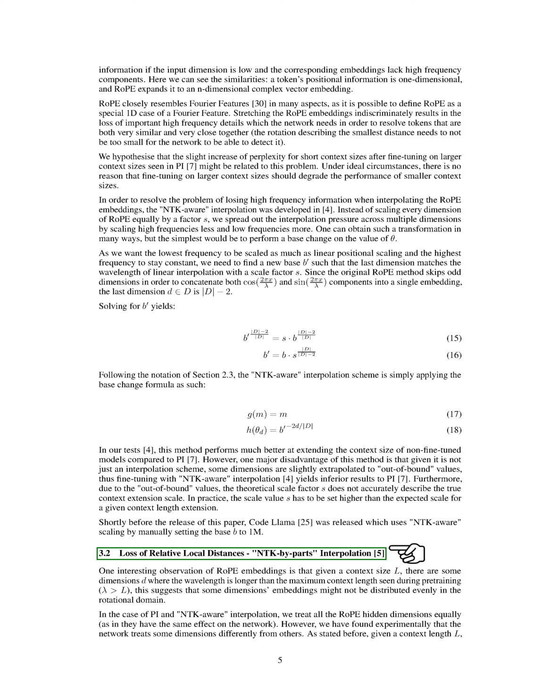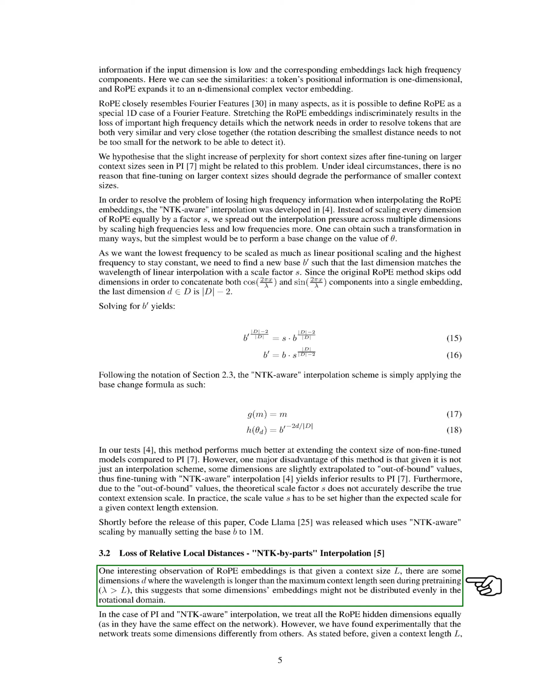Section 3.2: Loss of Relative Local Distances, NTK-by-parts interpolation. In this section, we delve into the concept of NTK-by-parts interpolation, which is a fascinating aspect of RoPE embeddings. We've noticed that when we use a context size L, there are certain dimensions D where the wavelength is longer than the maximum context length observed during pre-training. In other words, the wavelength is greater than L. This implies that the embeddings of some dimensions might not be evenly distributed in the rotational domain.